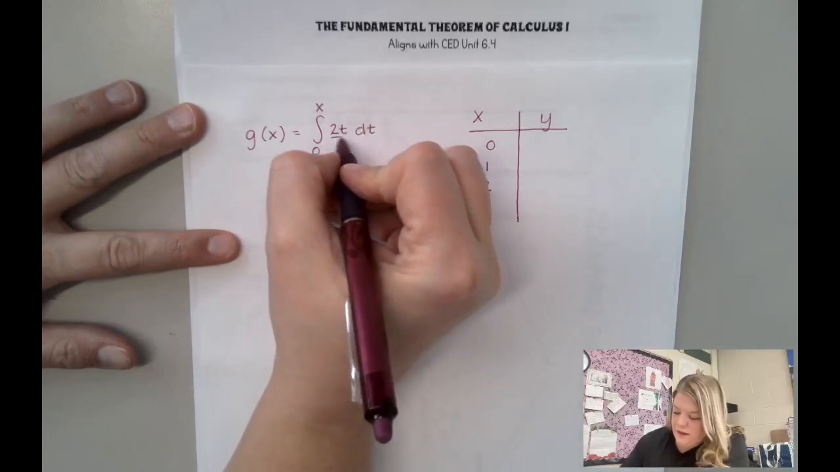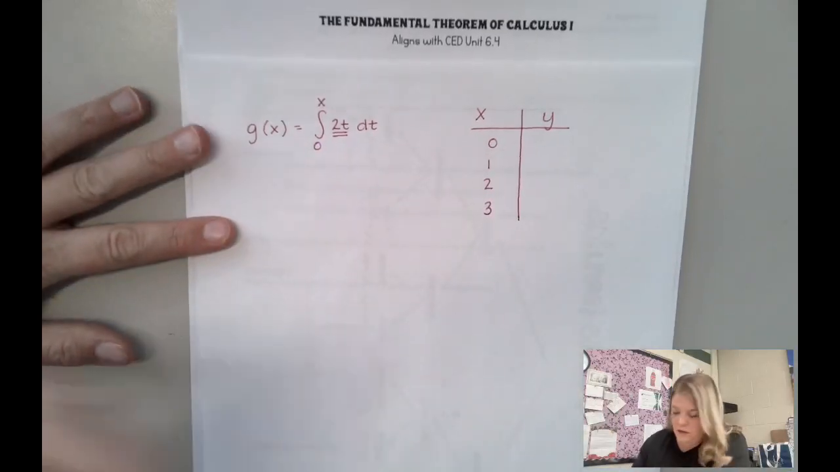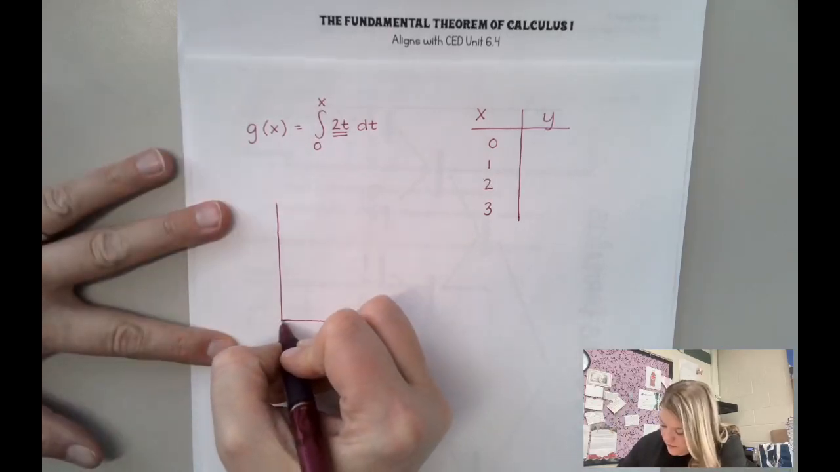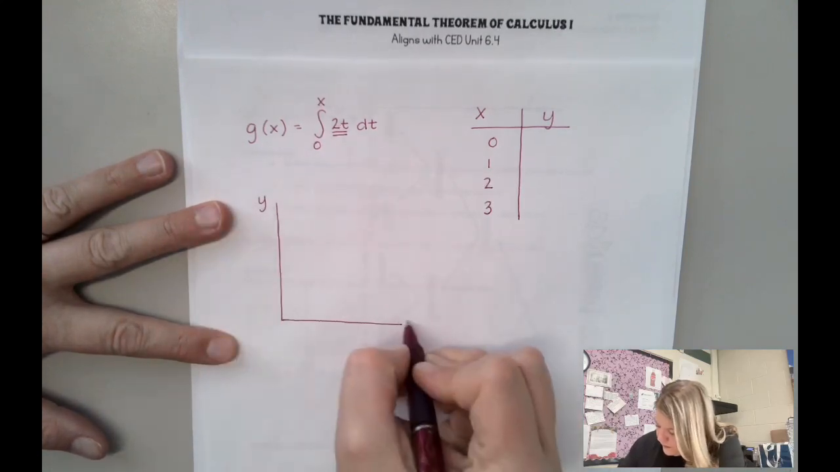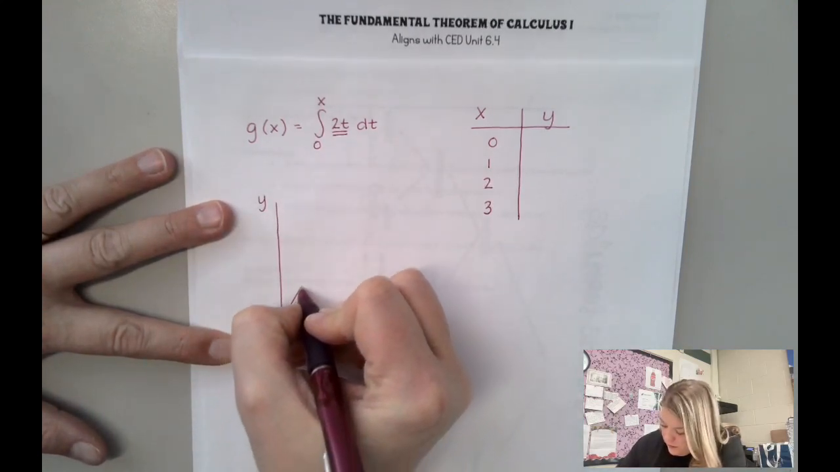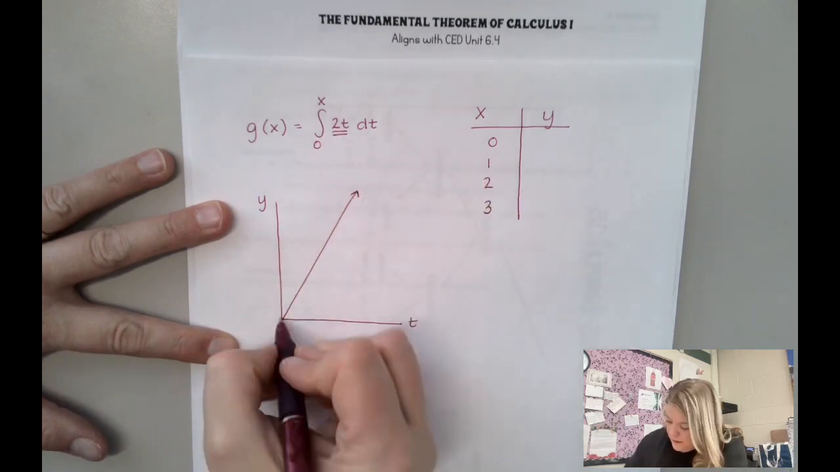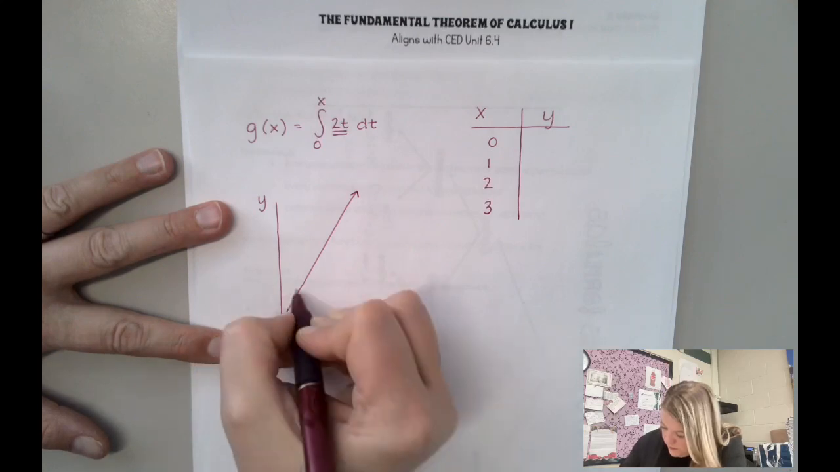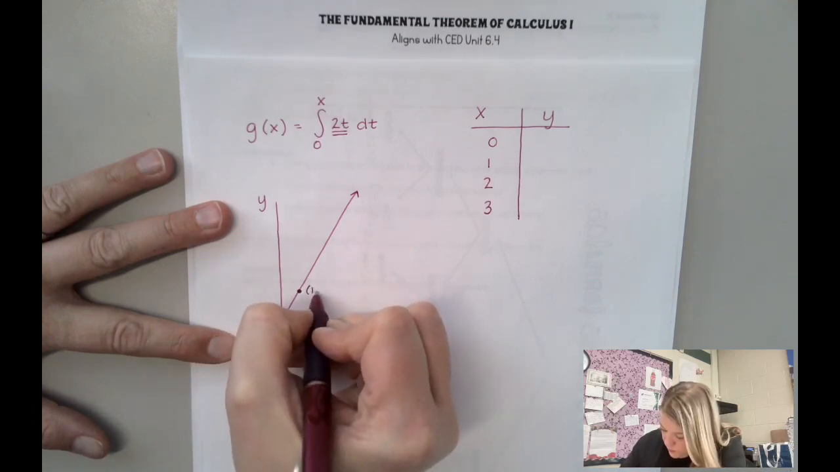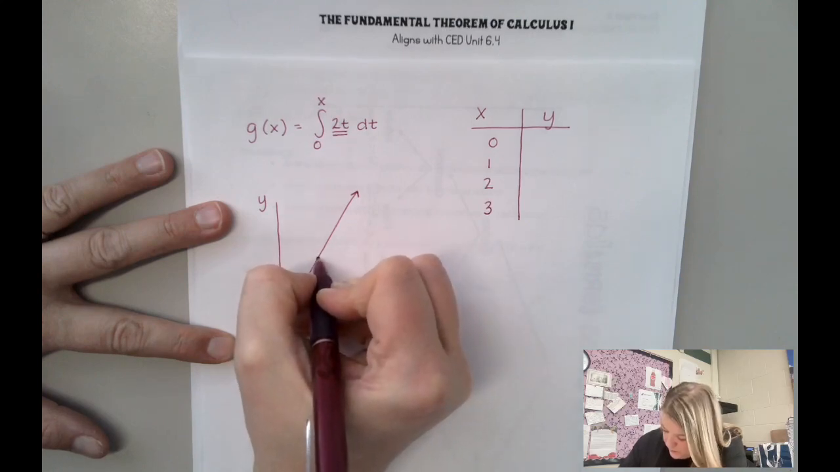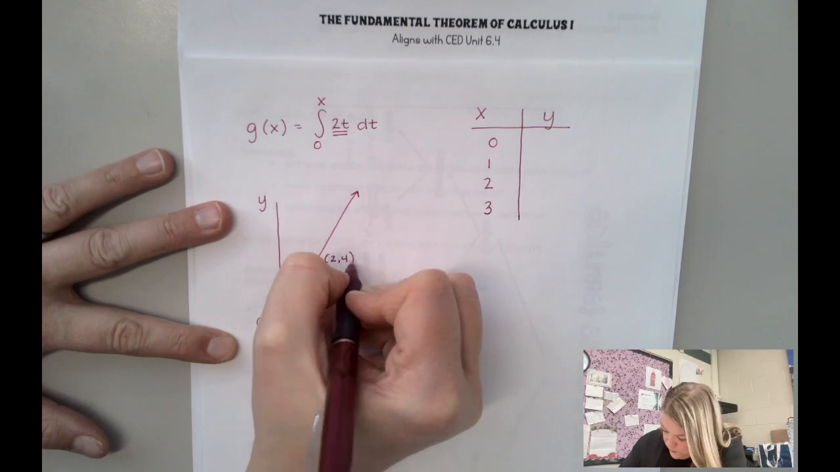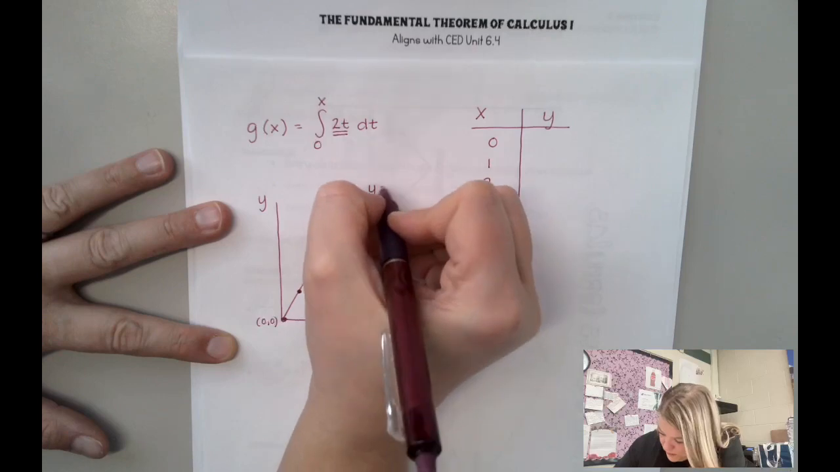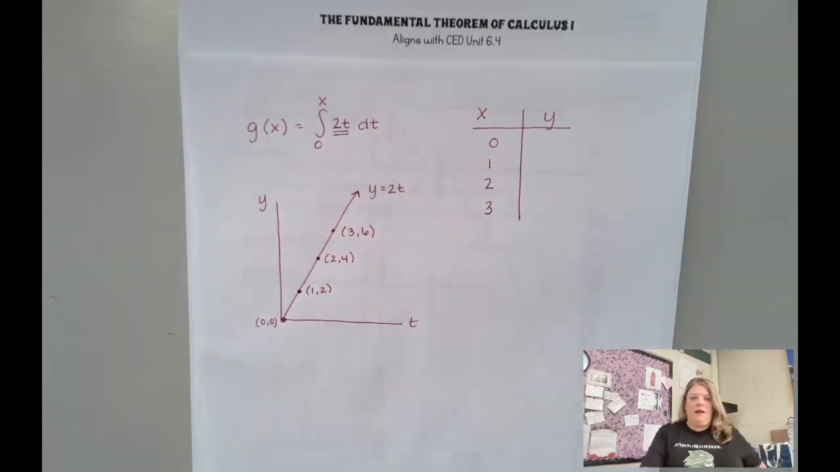And what I want to do is I need a graph of what 2t looks like. Okay, so 2t is going to be, if these are your y values and these are your t values, a linear function. It's going to look like this, okay? And it'll have the point 0, 0, the point 1, comma 2, the point 2, comma 4, and the point 3, comma 6. So this is the function y equals 2t, okay?